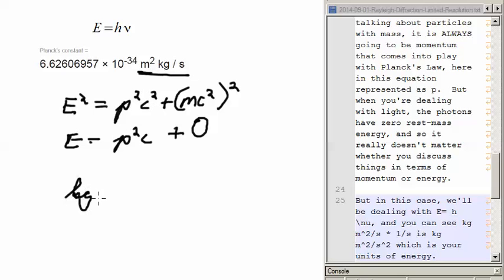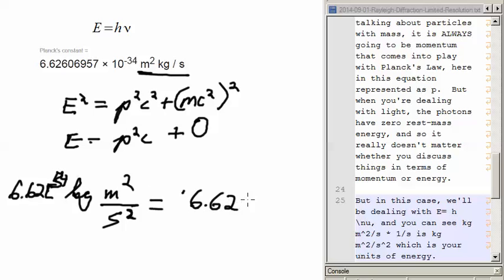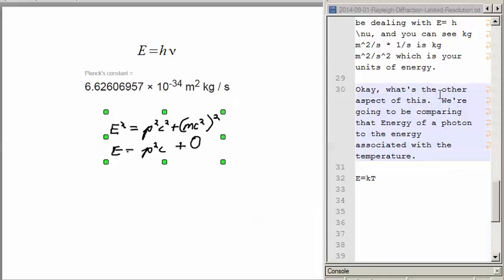kilogram meters squared per second, times the nu, which is 1 over second, so it'll be kilogram meters squared per second squared. That is the same as a joule. This would be 6.62 times 10 to the negative 34th joules.